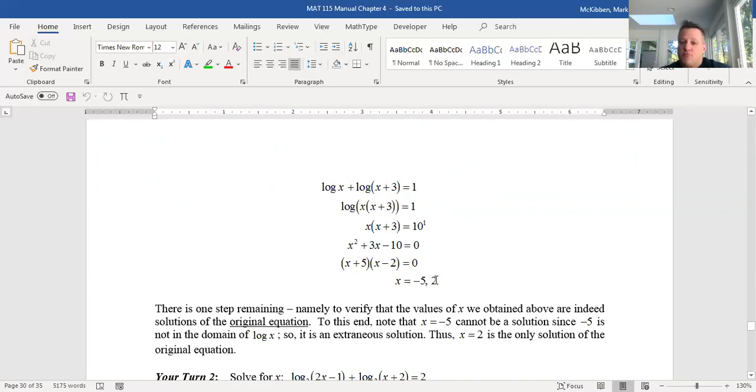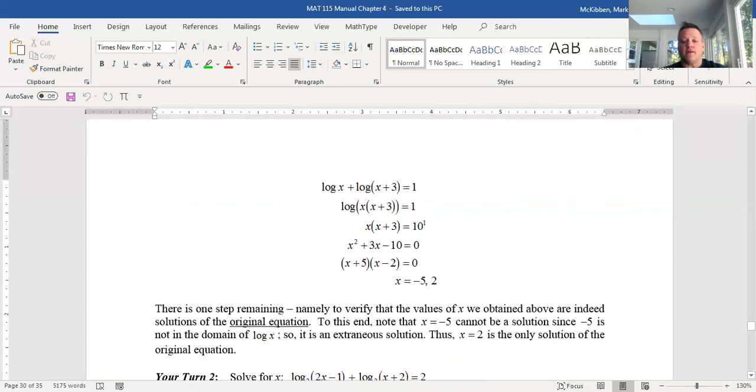All right. But if you plug 2 in, you get log of 2 plus log of 5. Both of those quantities are well defined. And if you apply that rule on the left, log of 2 plus log of 5 is log of 10, because you multiply the 2 times the 5. Log base 10 of 10 is in fact 1. And so 2 satisfies that equation. So it, in fact, is the only solution. All right, so that's the extra thing. You have to just make sure that they satisfy the original equation.